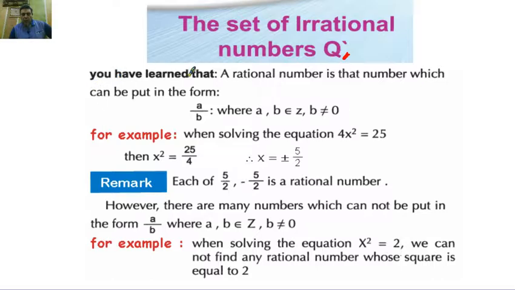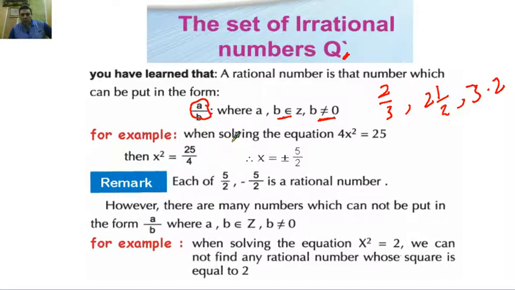Dear students, our lesson today is about the set of irrational numbers, Q dash. You have learned that a rational number is a number which can be put in the form a over b, where a and b belong to Z and b is not equal to 0. For example, 2 over 3, 2 and a half, 3.2. All of these numbers are rational numbers.